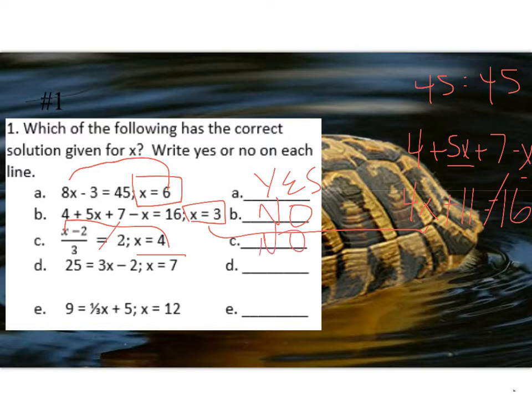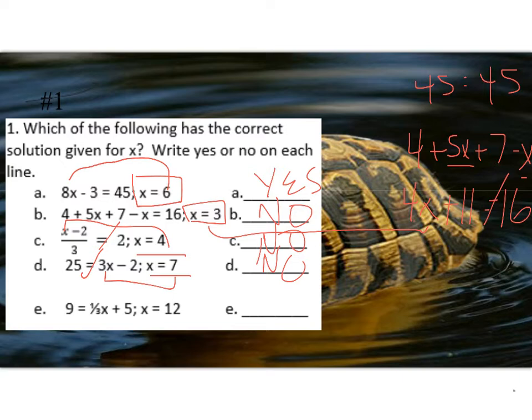All right, again, all I'm doing, if you need to plug it in and write it out, go ahead and do that. I'm feeling like some of these are a little bit easier where you don't have to. All right, x is 7. So I'm going to plug it in here. What's 3 times 7? Okay, 3 times 7 is 21 minus 2. Is that equal to 25? Well, 21 minus 2 is 19. 19 is not equal to 25, so let's say no.